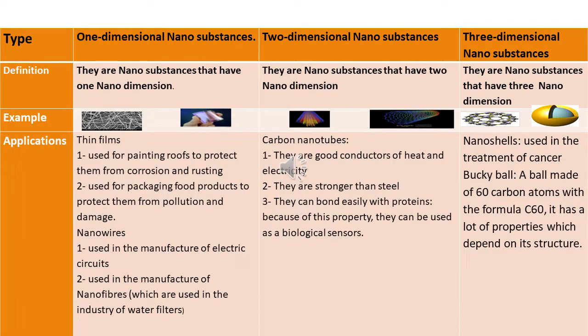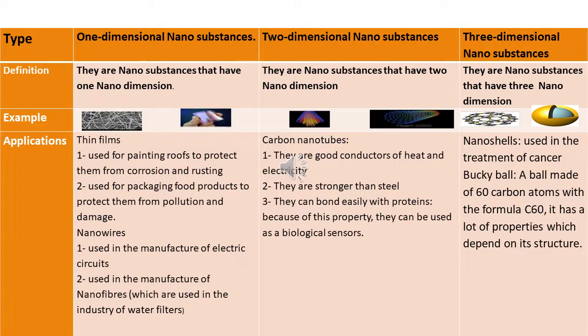Nanoparticles are classified according to their dimensions: one-dimensional nanosubstance, two-dimensional nanosubstance, and three-dimensional nanosubstance. The definition of each: one-dimensional nanosubstances have only one nanodimension. Two-dimensional substances have two nanodimensions. Three-dimensional nanosubstances have three nanodimensions. Each one of them has some examples.